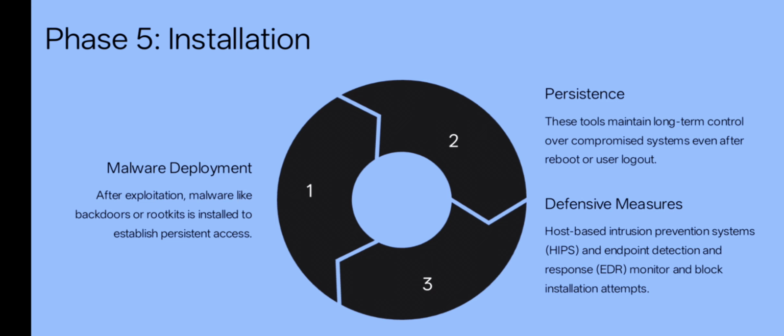5.3 Scheduled tasks and cron jobs. Automatically run malware at specific intervals or startup. 5.4 DLL injection. Injecting malicious code into legitimate processes, e.g., Explorer.exe. 5.5 WMI, Windows Management Instrumentation. Creating persistent scripts via WMI events. 5.6 Bootkits. Malware loaded during the boot process, before the OS loads. Extremely difficult to detect and remove.